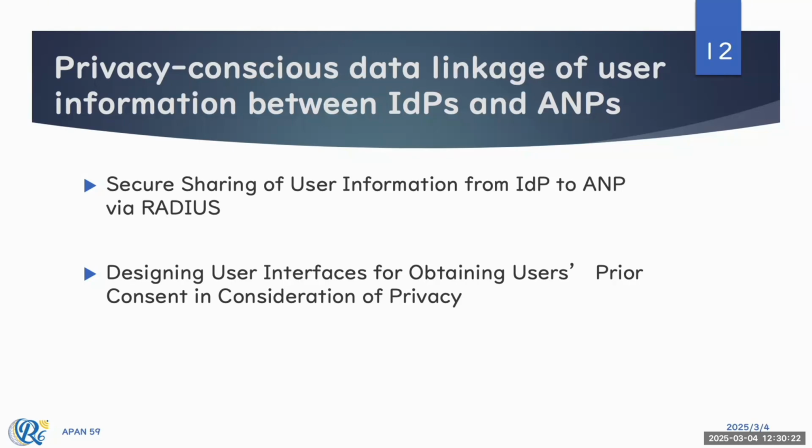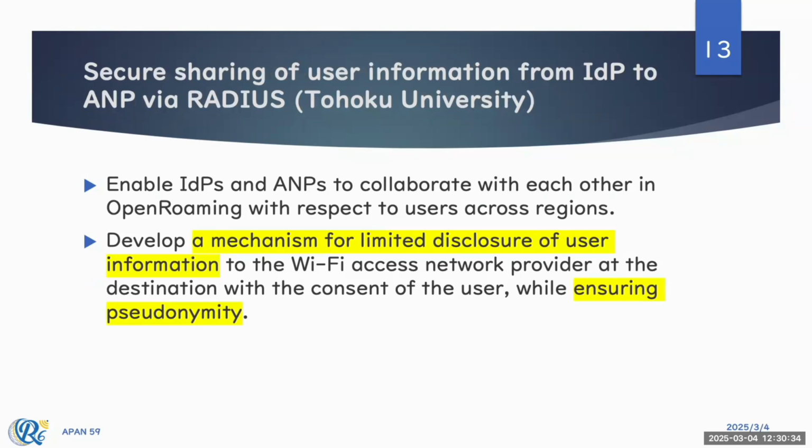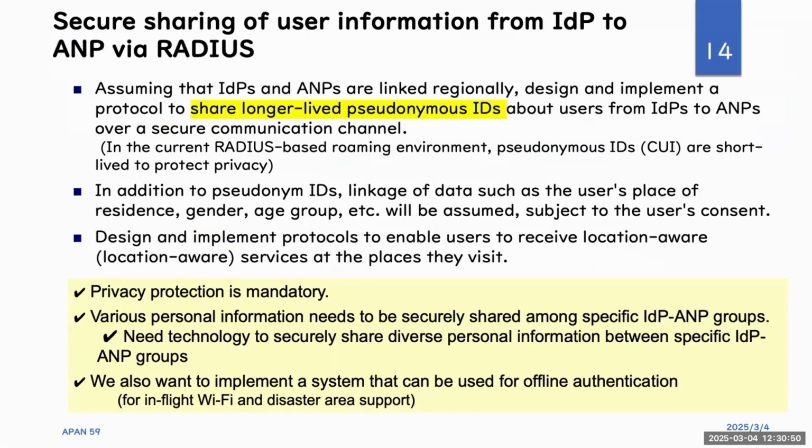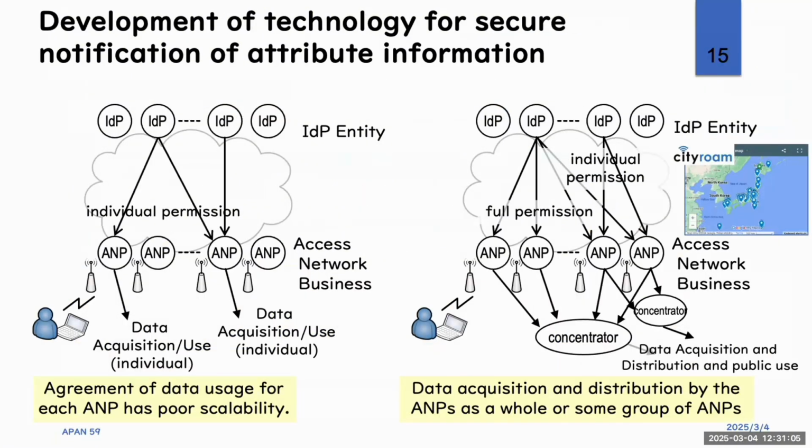Okay. So I'd like to talk about privacy conscious data linkage of user information between identity providers and access network providers. The first is secure sharing of user information from identity provider to access network provider by RADIUS. This research theme will be performed by Tohoku University. And let me skip this slide because this content was mentioned by Goto Sensei.